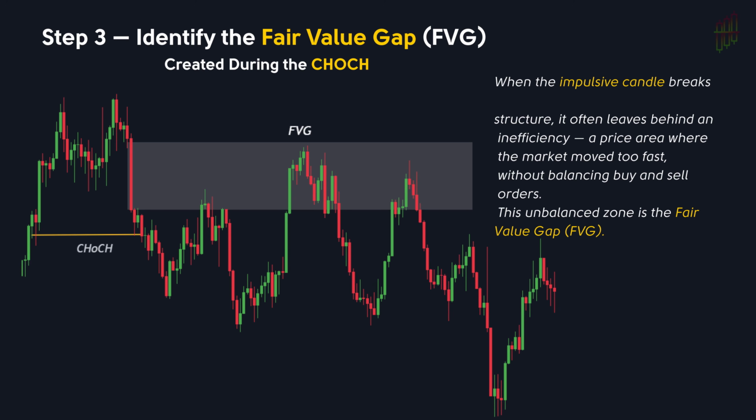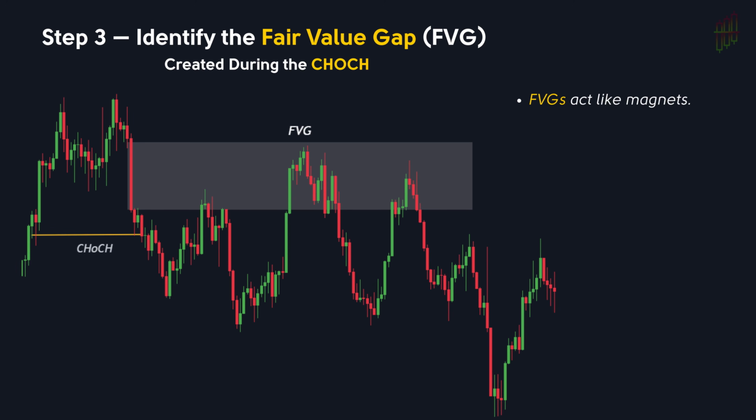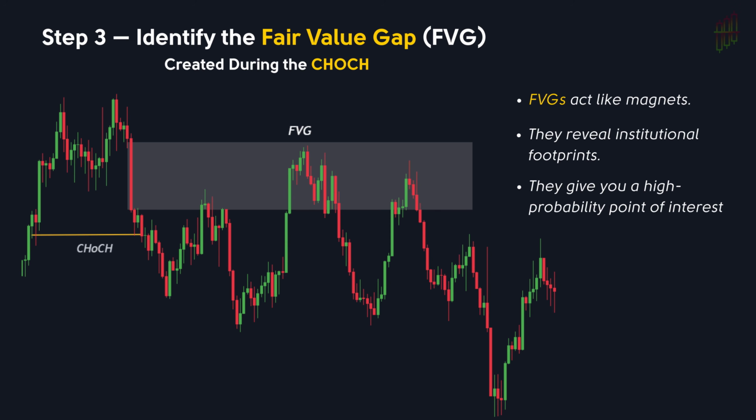Here's why it matters. Fair value gaps act like magnets. Price almost always revisits these zones to rebalance before continuing in a new direction. They reveal institutional footprints. When big money enters the market, it often creates these imbalances. They give you a high probability point of interest. Instead of chasing price or guessing retracements, you simply mark the fair value gap created during the change of character move.